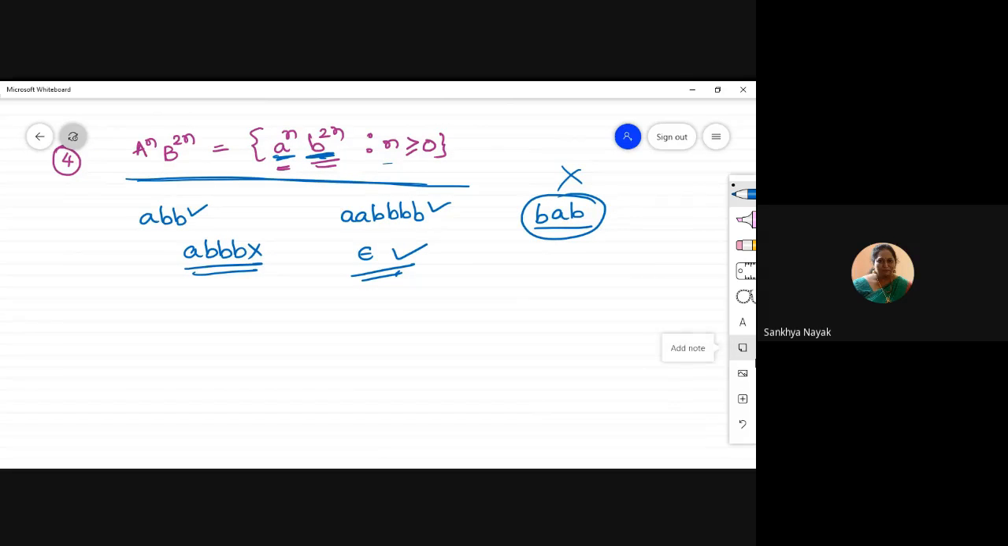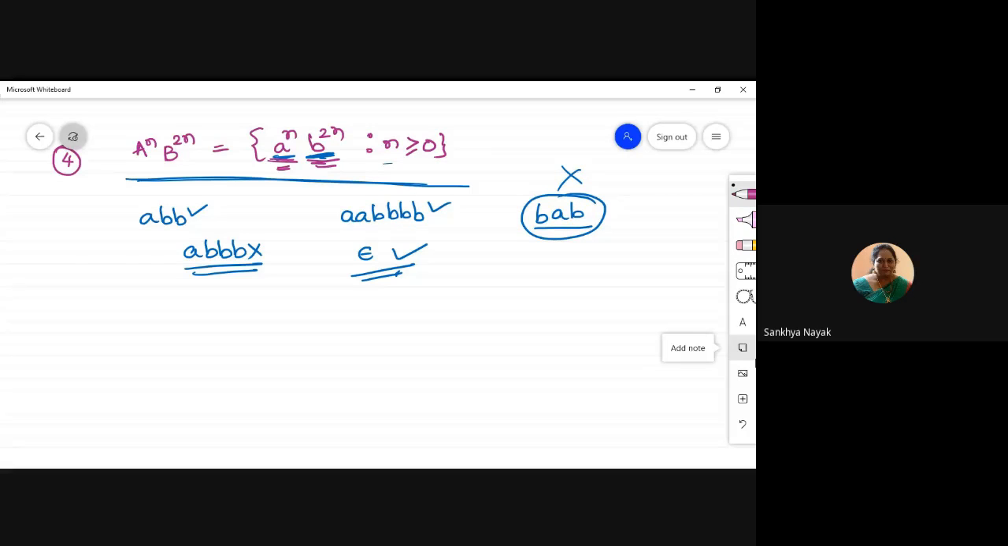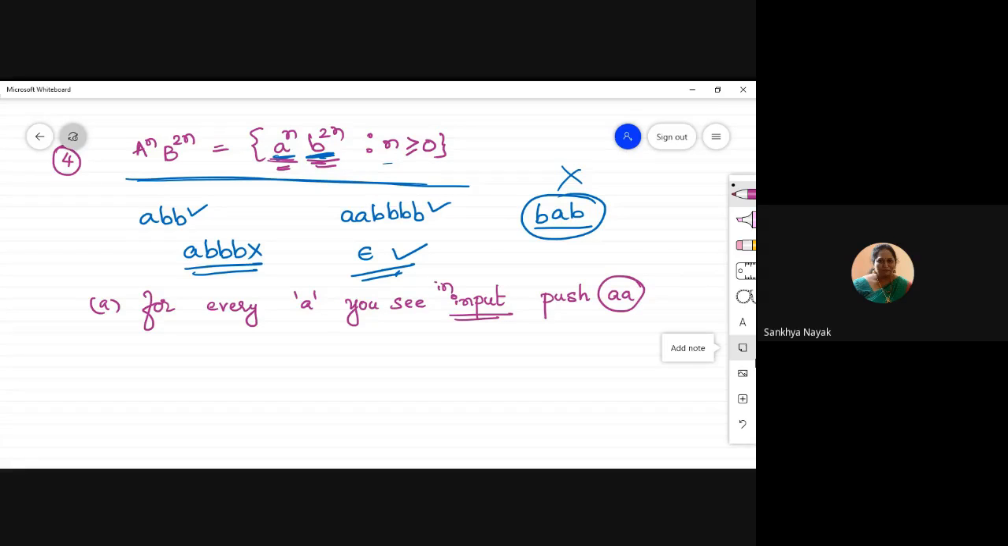So let us solve this question. What is the logic we could apply here? We know only pushing and popping. So the logic you can apply is, for every single A you see in input, you push 2 A's. Push 2 A's. You can do that. And then for every B you see in input, pop 1 A.